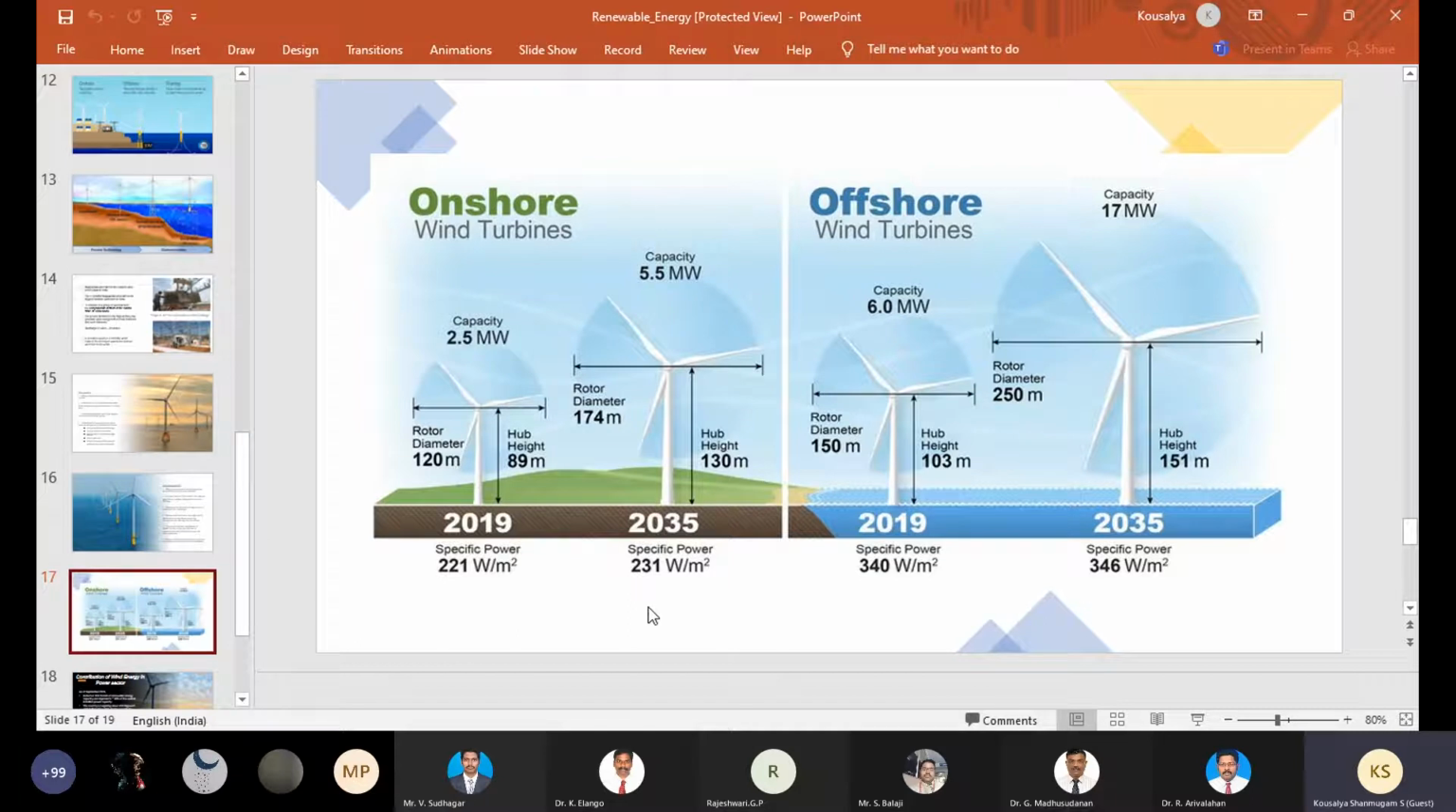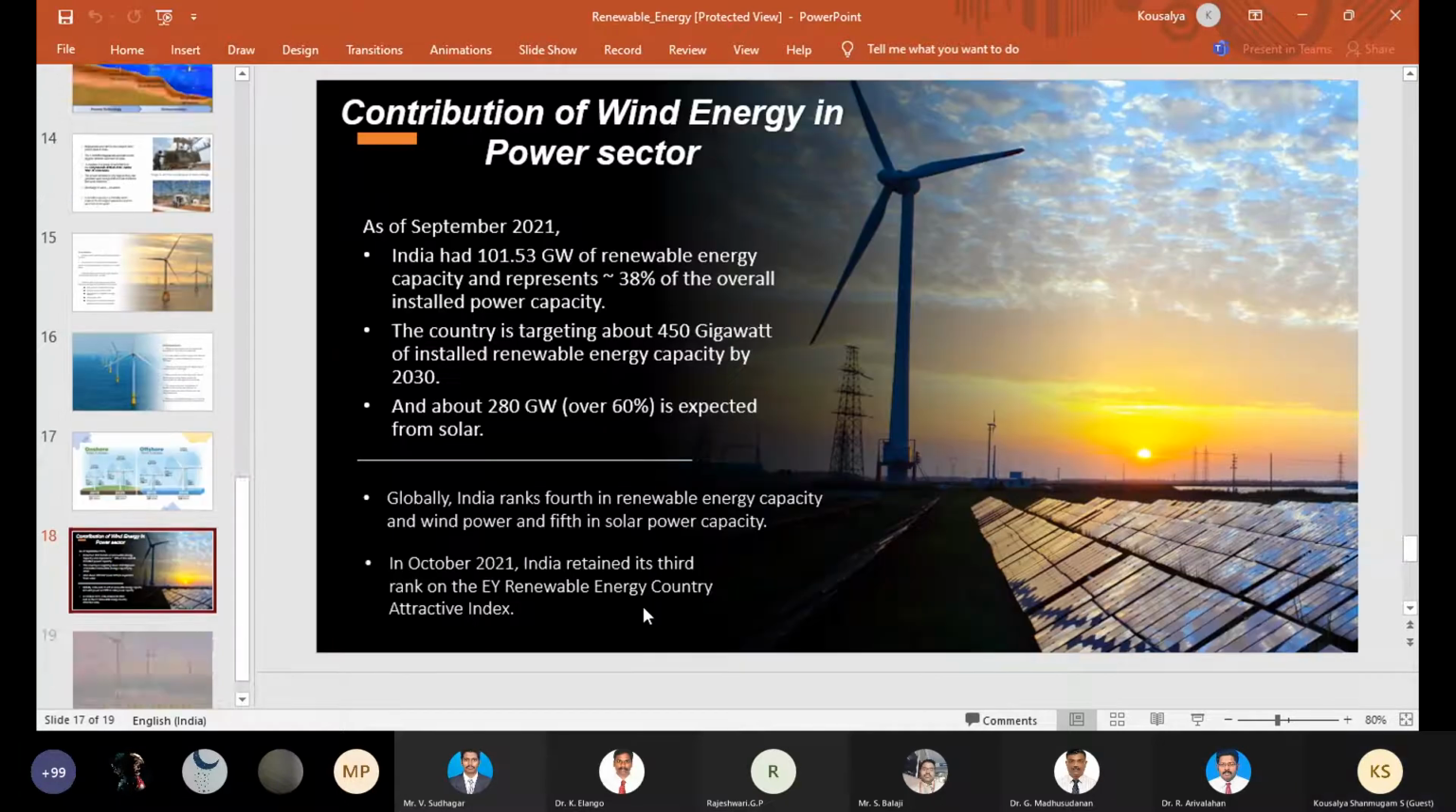So in the future, like in 2035, they are trying to increase the rotor diameter and the hub height, and they will try to give a capacity of 5.5, so that we can get a specific power of at least 10% above that. So this is the difference between onshore and offshore.